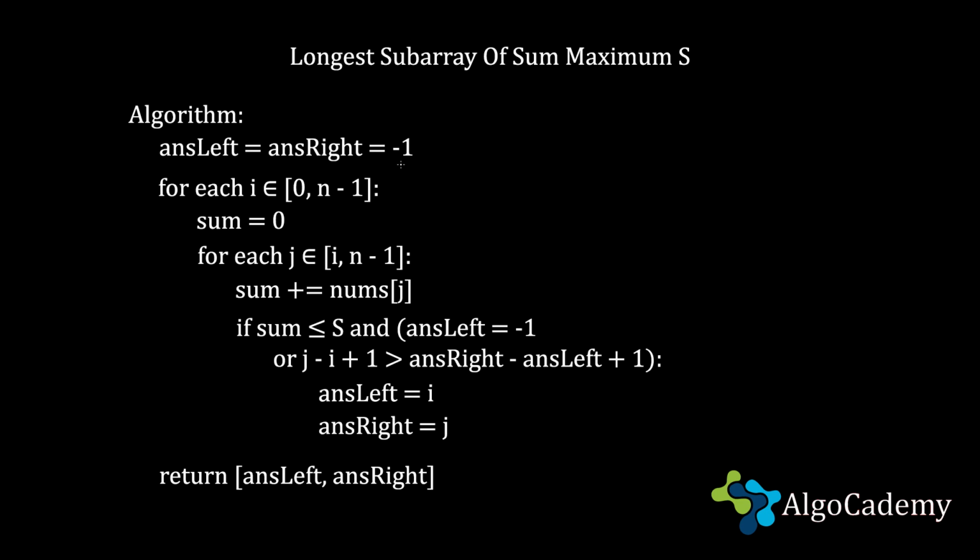Be very careful here, because I was also tempted to initialize them with 0, which is not a good idea. You know why? Because if you initialize them with 0, you suppose that the subarray 0, 0, consisting of the value nums of 0, is initially your solution. And that's not always right. Maybe this element is greater itself than the sum s. So if you do that, you are going to take it into account for the solution.